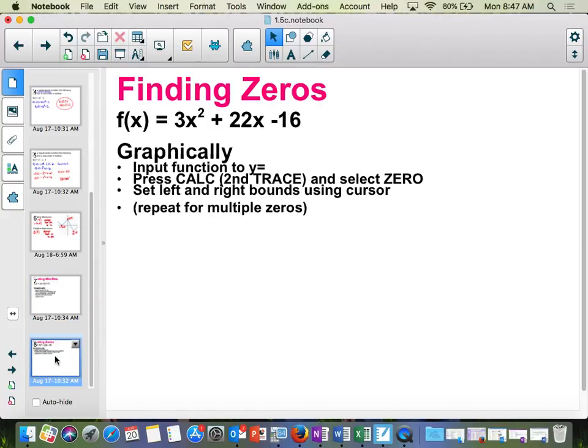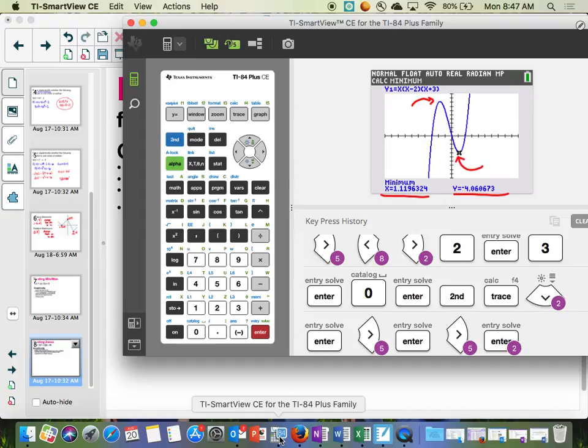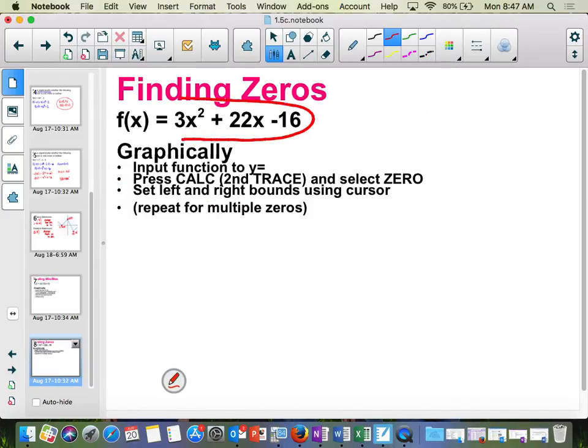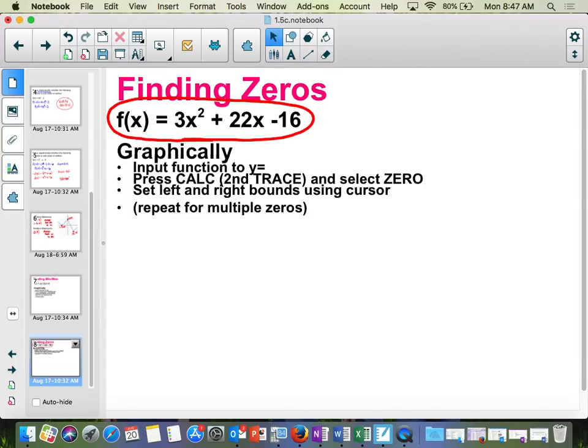Now, I'm going to teach you how to find zeros. So let's practice. I want you to put in a new function for me. Go to y equals and clear out that first one. We don't need it anymore. And go ahead and type in 3x squared plus 22x minus 16. If you have a calculator with different colors, you can choose a different color, but it really doesn't mean anything.